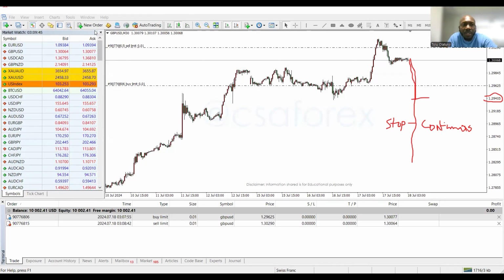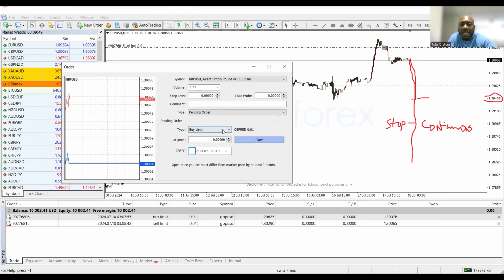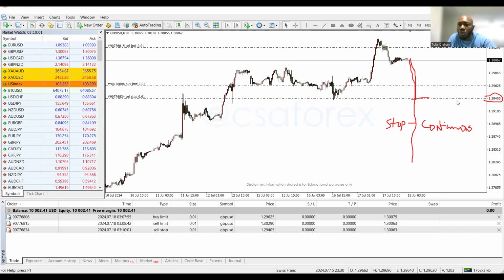So let's go back to our new order, and then let's change this to pending order, and then change this to what? We change this to sell stop. And then here we input the price 1.29405 and click on place. Beautiful. And that is what we have over here.